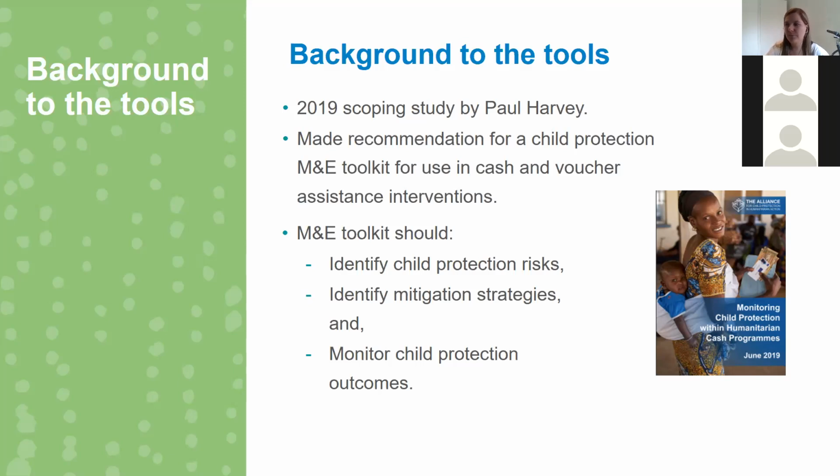Amongst several recommendations, one was specifically for a toolkit that can be used by child protection, cash, other sectors, and MEAL actors. The toolkit's aims, according to the recommendations, were to identify child protection risks in the programming, identify mitigation strategies, and monitor child protection outcomes. As a lot of us on the call know, the evidence is spotty, or rather we are lacking robust evidence when it comes to certain child protection outcomes and cash assistance. So the idea of this toolkit would be to have the tools to measure and actually start building towards that evidence.